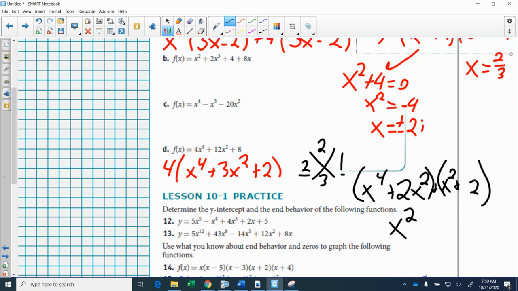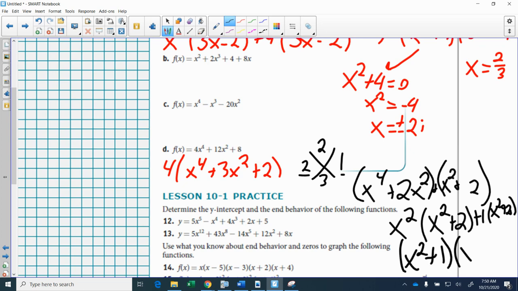This comes out to be x squared. I can take that out. x squared plus 2. I can take out a 1 here, and this would stay the same. And now I'm left with x squared plus 1 as an answer, and x squared plus 2. In which if I were to solve both of those, I would get 2 imaginary values as answers. I would get positive negative i and positive negative i square root of 2.